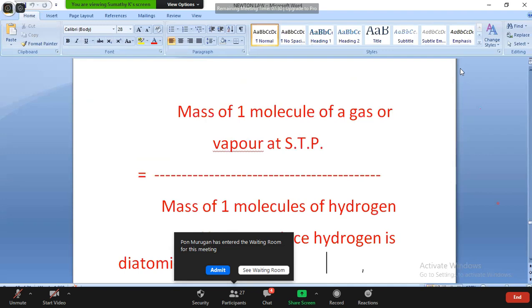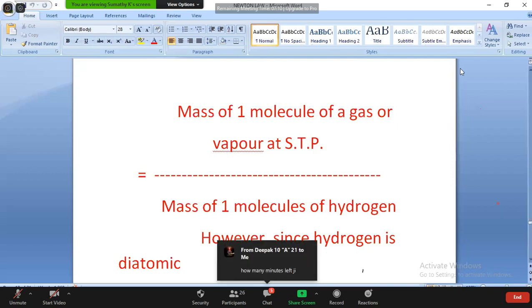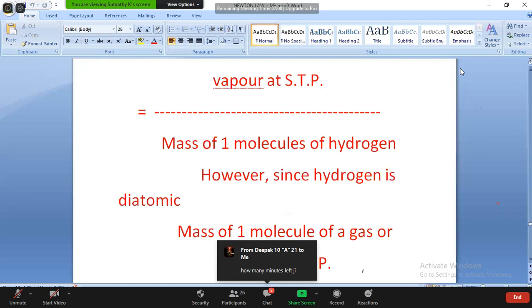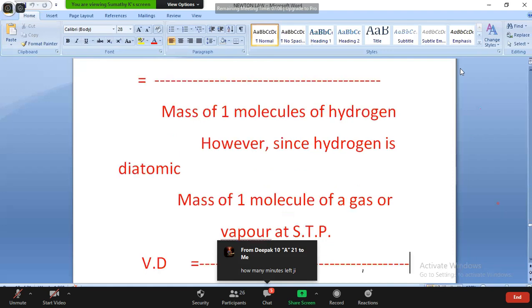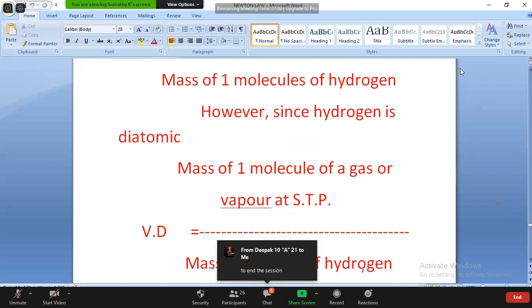However, since hydrogen is diatomic, how many atoms are present in a molecule of hydrogen? Two atoms are present. Understand? That means the mass of one molecule of hydrogen is the mass of two atoms of hydrogen. So instead of one molecule, we write two atoms of hydrogen.